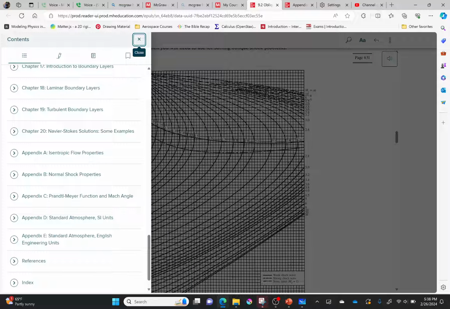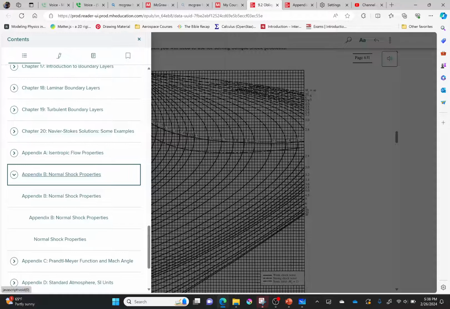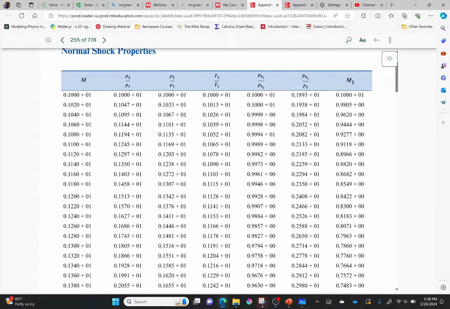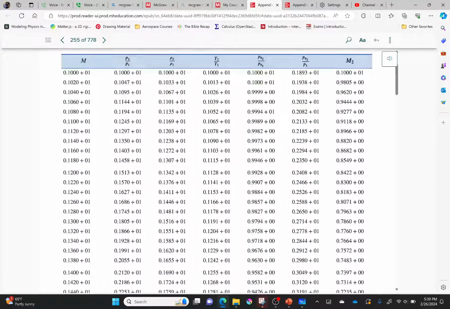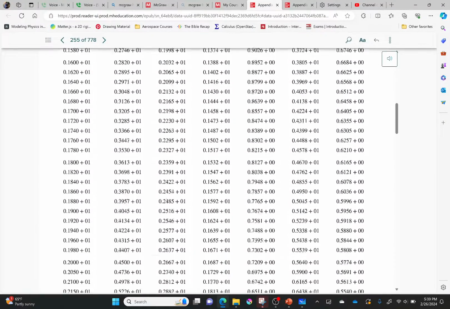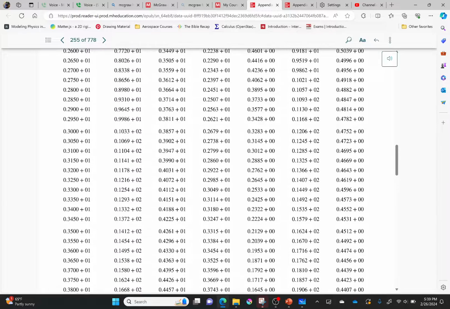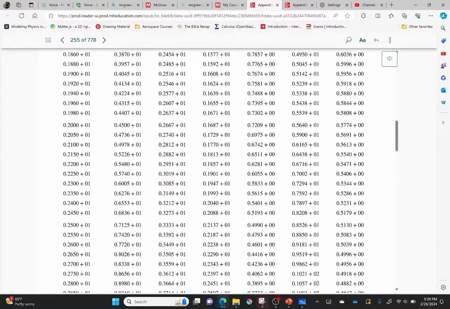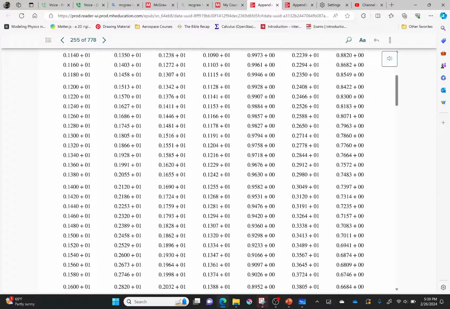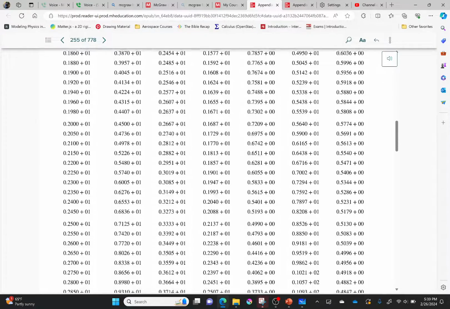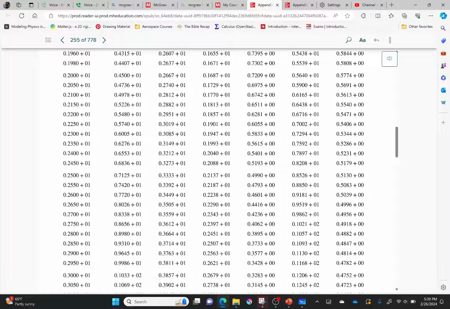Now I'm in your textbook right this second, and we're going to go to Appendix B. So I open the sidebar, I go to Normal Shock Properties, and I'm just going to jump right there. And here it is. Now for a Mach number of 2.5, I'm going to have to scroll down. Gotta be careful here. I hate how they do these things. Yes, there we go. So for a Mach of 2.5, which would be right here, we can find all the properties we need.